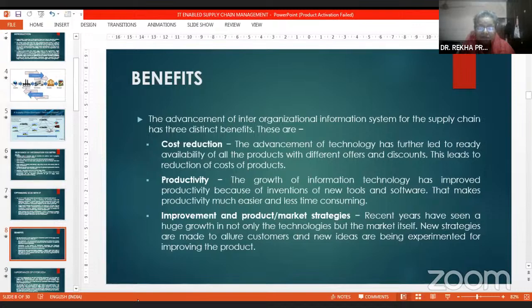So what are the benefits of IT? First of all, cost is reduced, productivity increased, and there is improvement of product and market strategies. Since there is transparency and you know how things are moving in the market, you can make the right strategies to have a winning objective. So you are able to sell your product at the right price to the right people, and this cycle should go on.